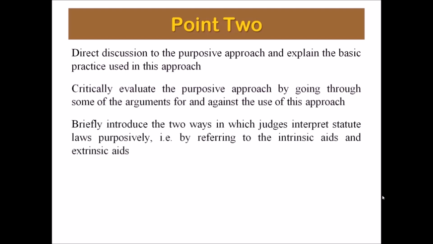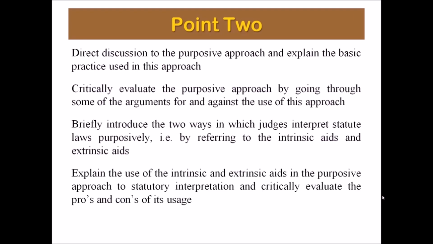After considering the workings of the purposive approach in a critical manner, we should now introduce the aids judges use to find the intention of Parliament so that they can purposively apply a statute in a case before them. These are known as the intrinsic aids and extrinsic aids. Both these aids need to be discussed in detail and their pros and cons critically evaluated. One of the highlights of this discussion is the case of Pepper v. Hart and how judges use the Hansard as an extrinsic aid to help them apply a statute purposefully.